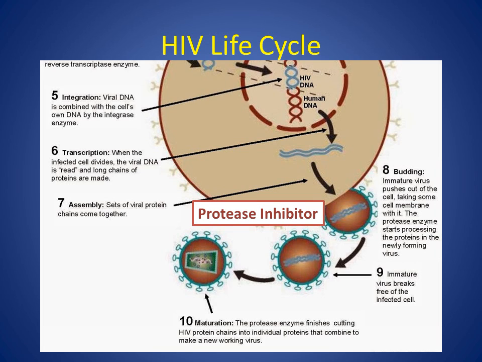Finally, we have protease inhibitors. Again, protease is the enzyme that's responsible for taking the protein chains packaged within the HIV virus that eventually break apart and make a mature virus capable of infecting another cell. These protease inhibitors basically prevent that protein chain from being broken apart, and thus the HIV is forced to remain immature, incapable of infecting another cell.